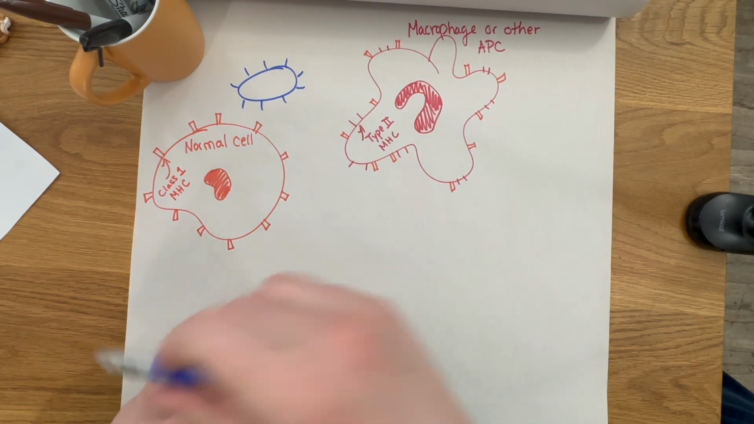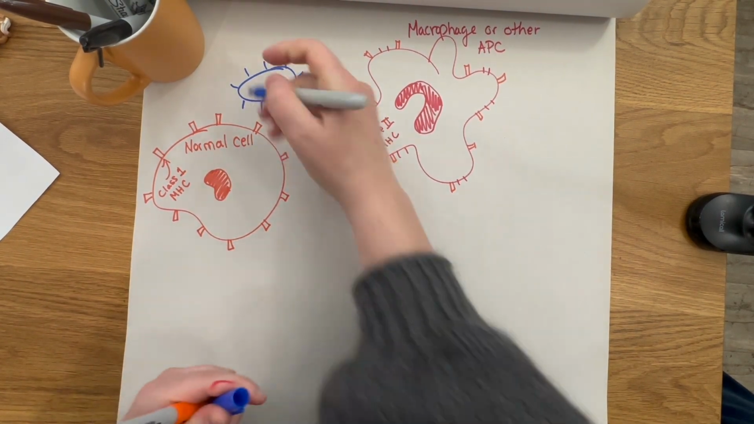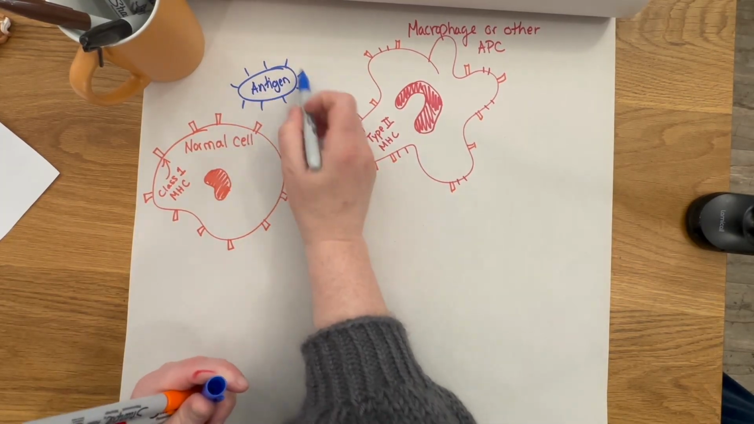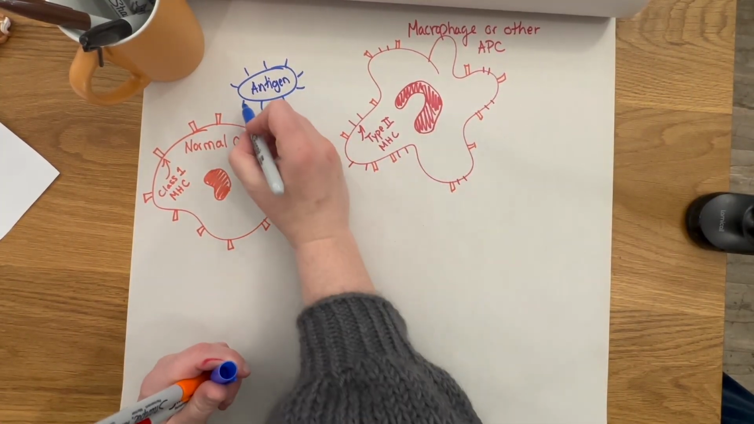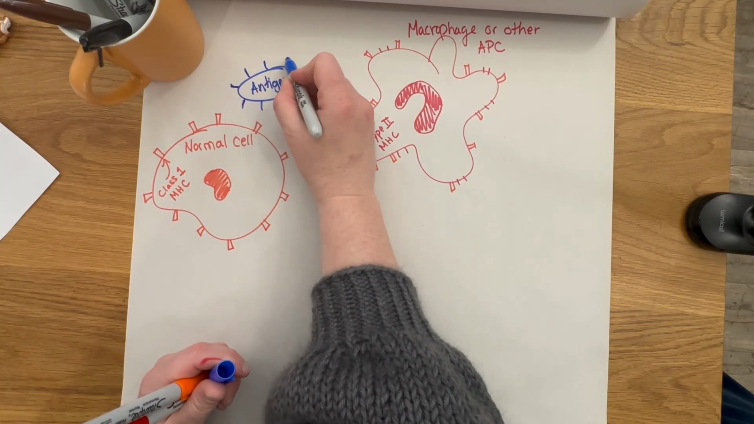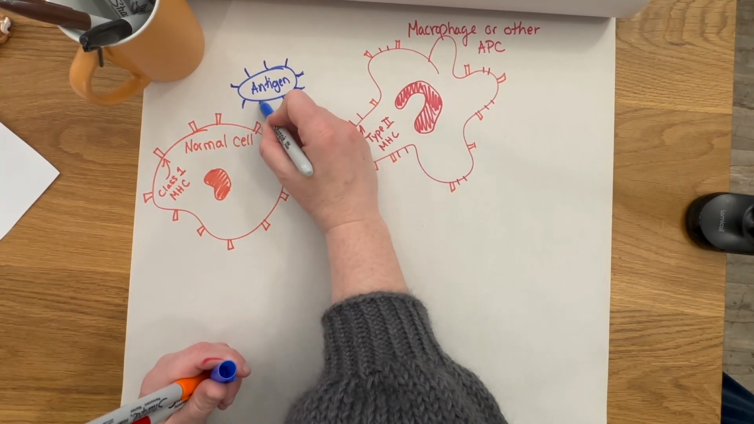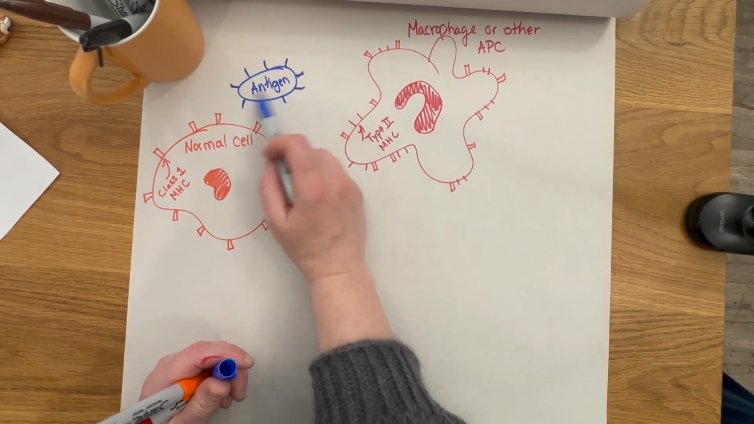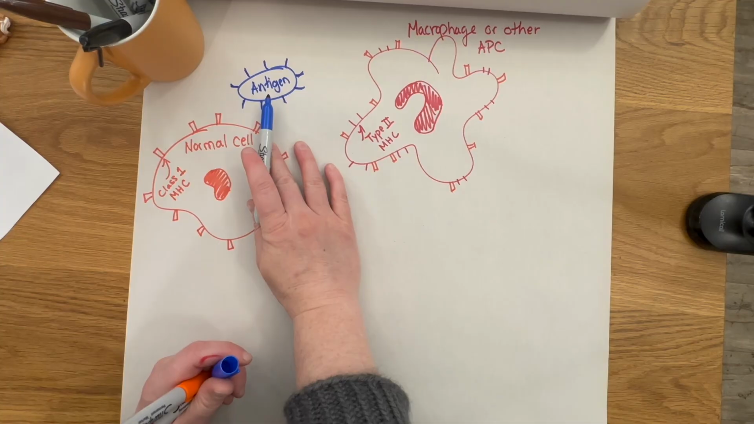So here is an antigen, right? This is a bacteria that got into our bodies, okay? And it has these antigen fragments on its surface, okay? So the whole thing or its fragments will be recognized by the body as an antigen, okay?